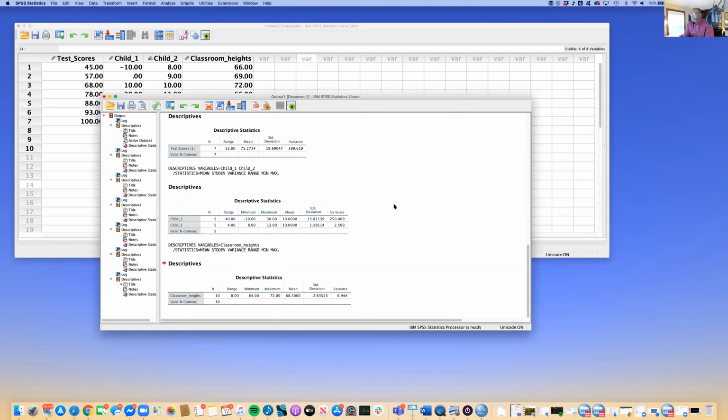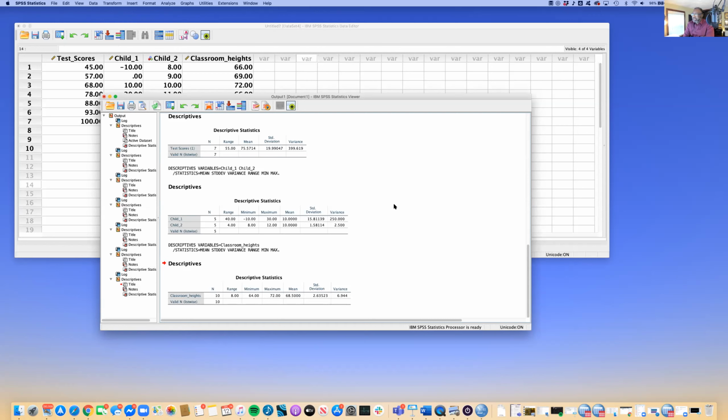So taking a look at this sample size, we have 10 people in the class at this point. Our range is 8 inches. Our minimum is 64, maximum is 72. Our mean is 68.5, so our average height in this class is 68.5 inches.